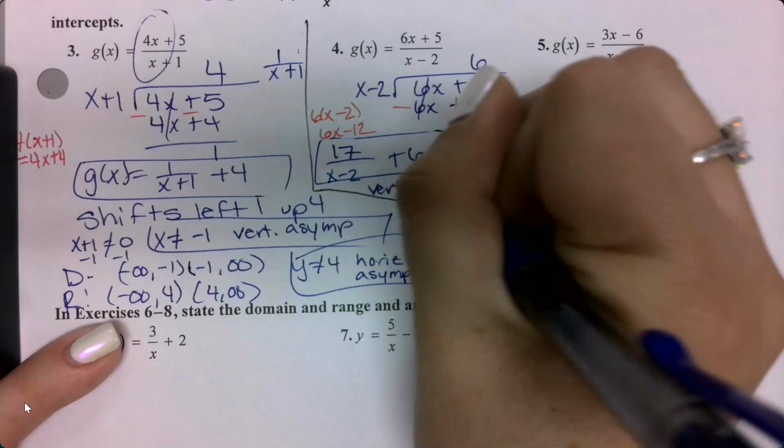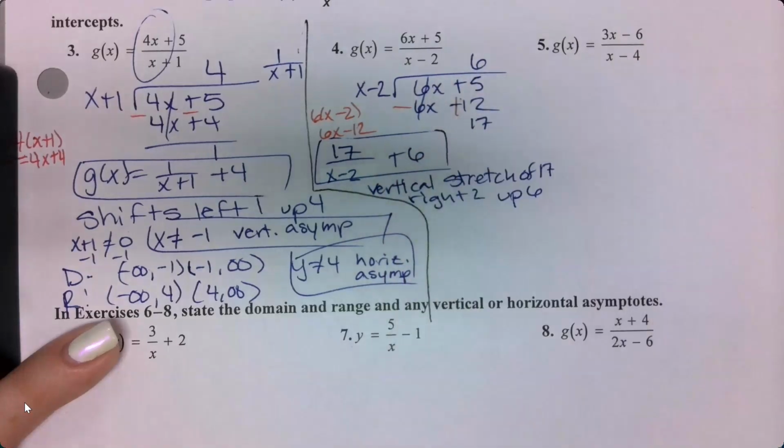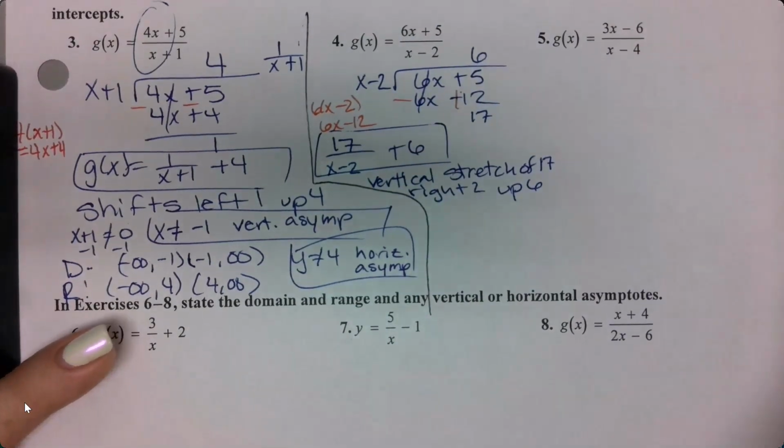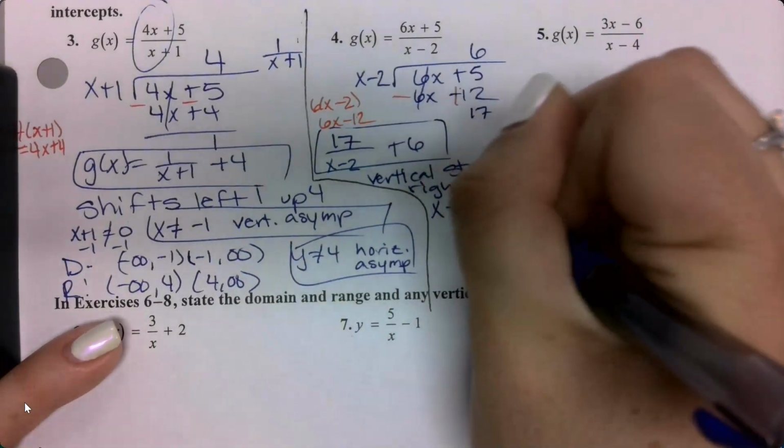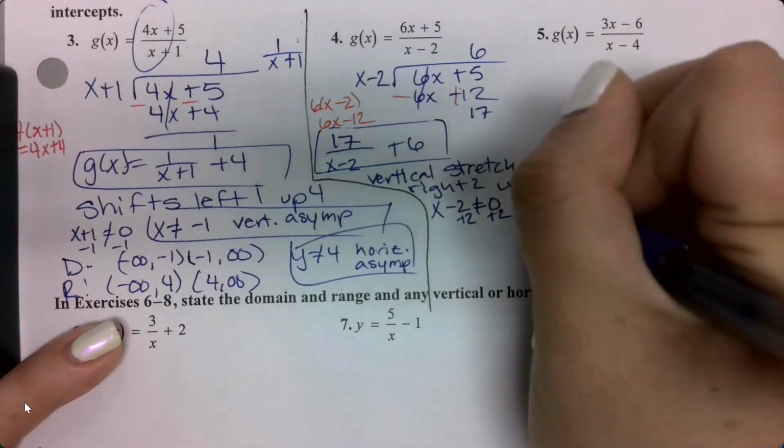Right 2, up 6. My vertical asymptote is going to be x minus 2 can't equal 0. I add 2 to both sides. X can't equal 2.